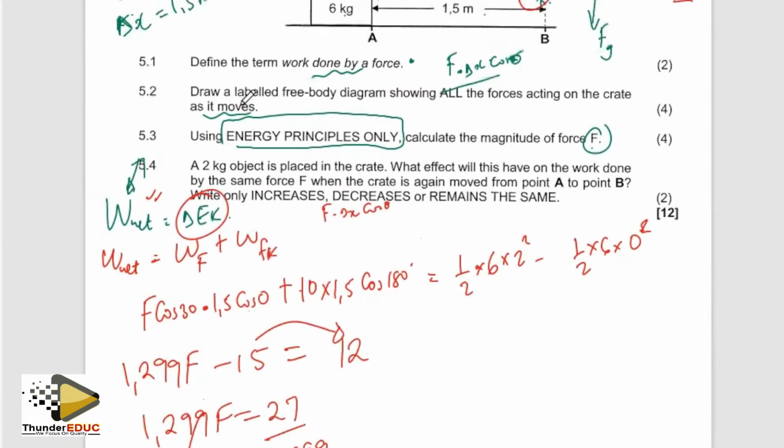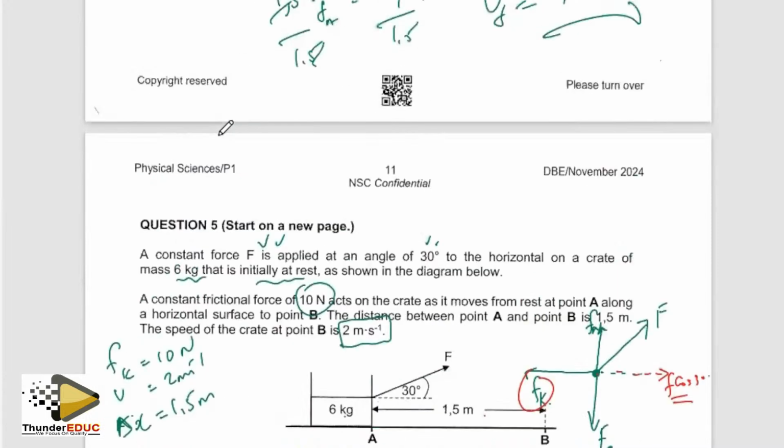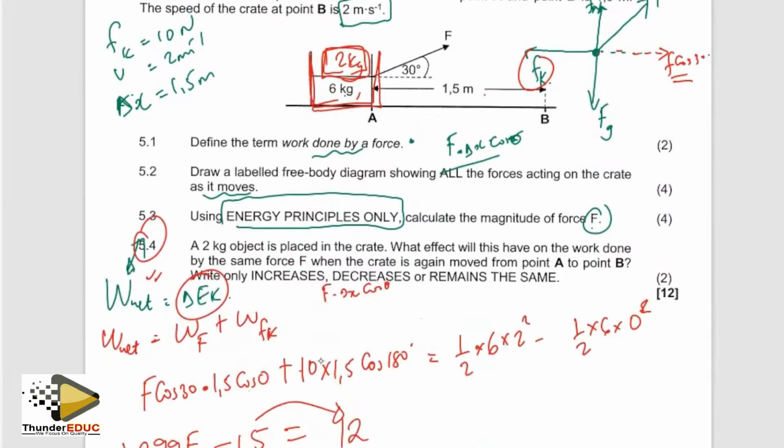All right, then 5.4, they're telling us that now a 2 kg object is placed inside the crate. Like in every question, we are adding weight. So we have another 2 kg that is added here, which means the mass is going to become greater. Okay, what effect will this have on the work done by the same force if the crate has to move from point A to B?